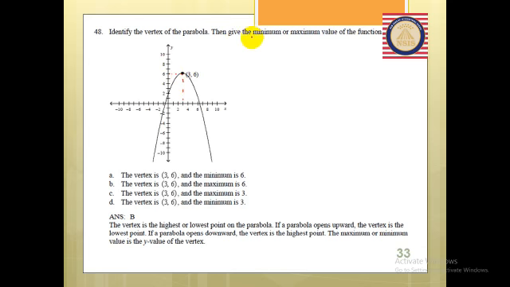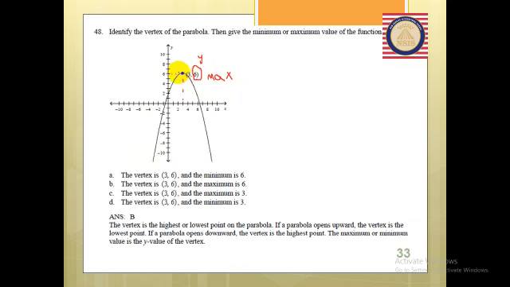He wants us to give the minimum or maximum value. I get the minimum or maximum value from the value of the y, and because this parabola opens downward, this point is a maximum point. Why is it a maximum point? Because the parabola opens downward, so I have a maximum point.